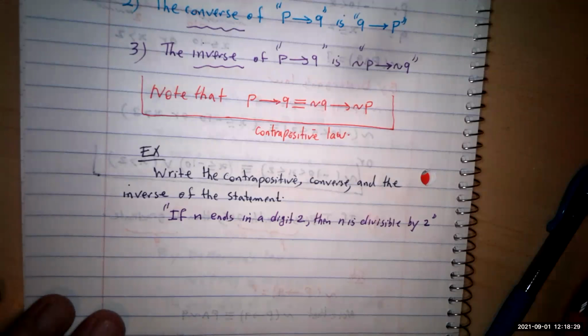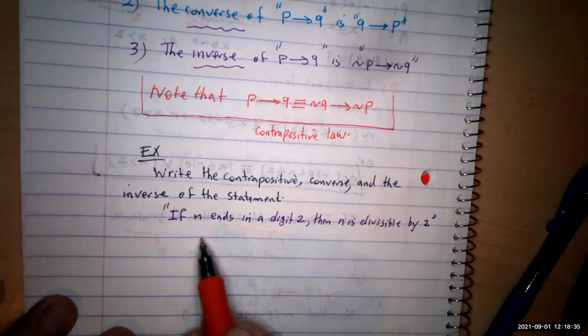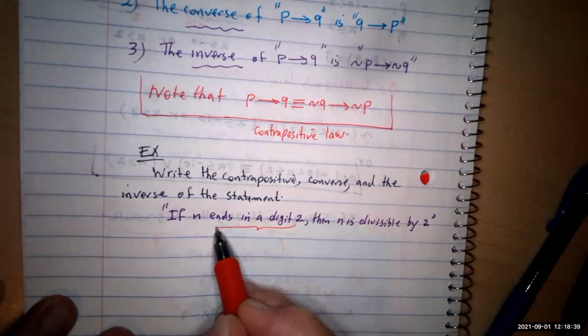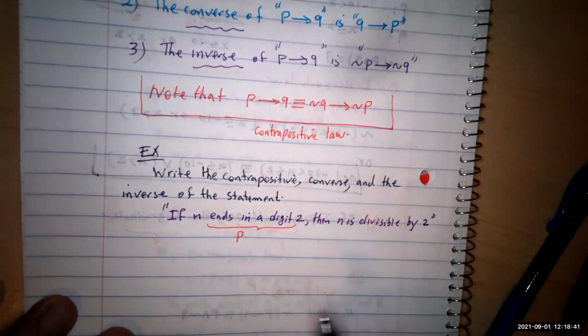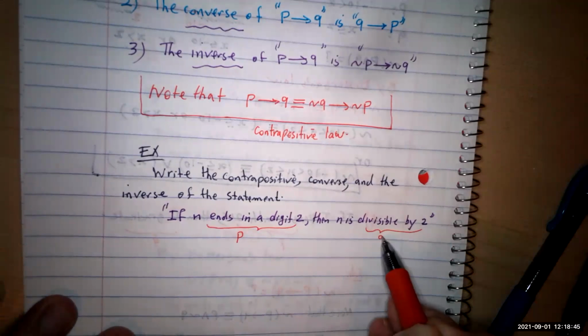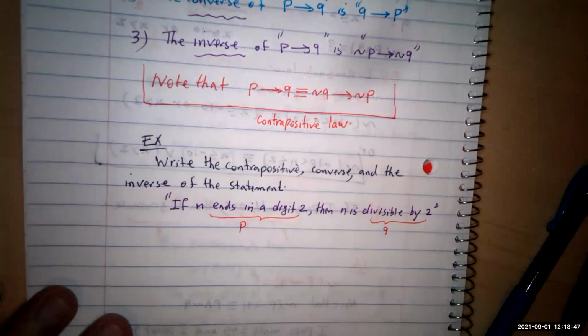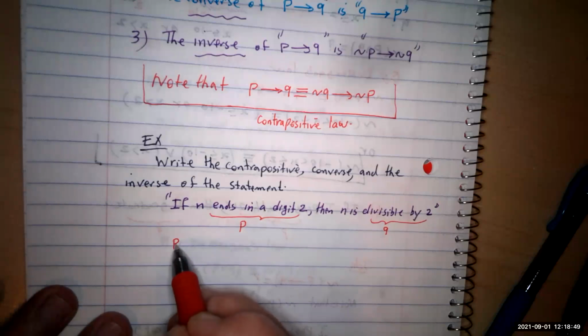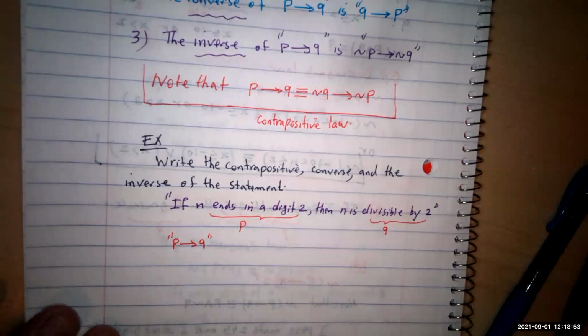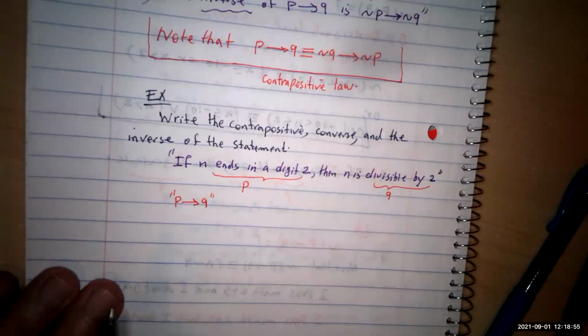But they ask for these three, so you have to change it to the symbolic form that we have. N ends with the digit 2, you are going to call it p. N is divisible by 2, you are going to call it q. So you have: if p, then q. This is given to you.